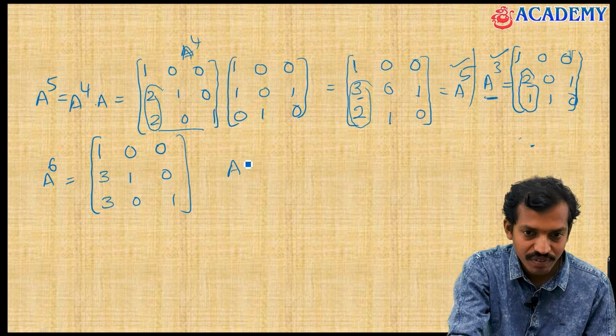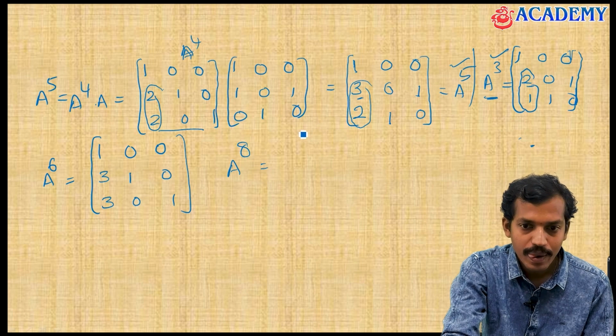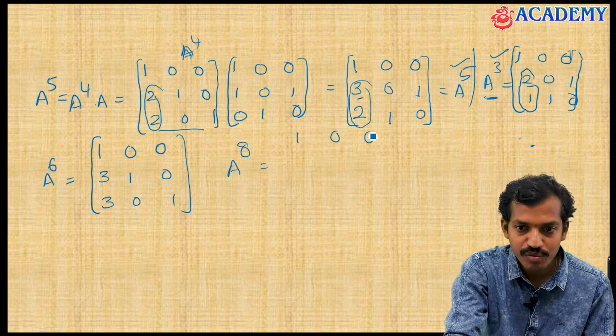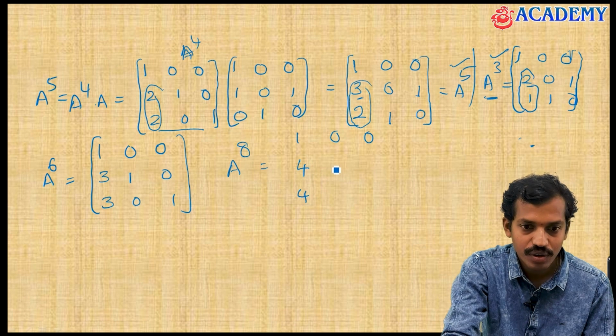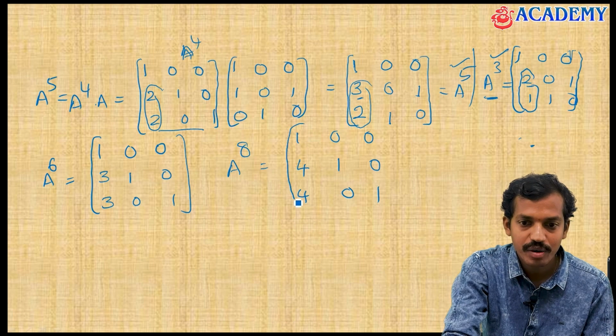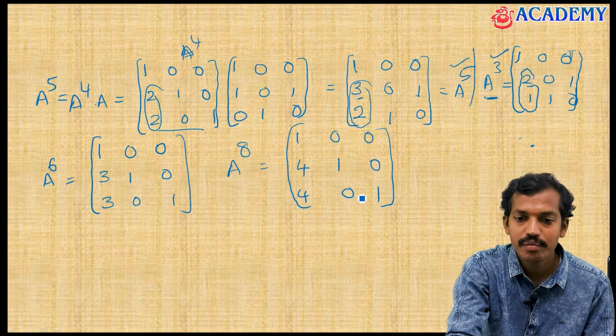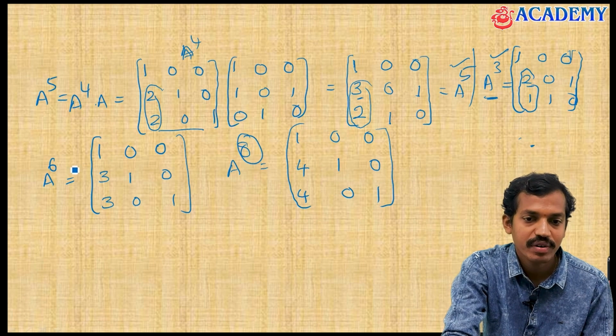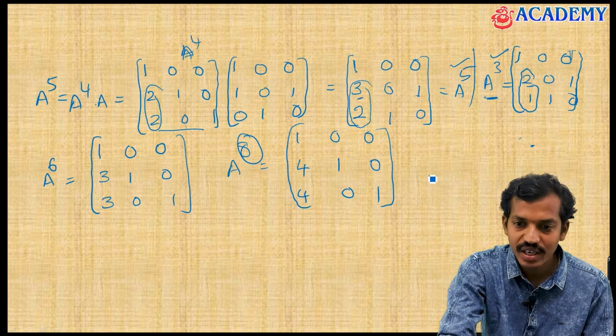I can write A to the power of 8 here directly, that is going to be 1 0 0. Only these two elements you have to change, that is here 4, you will get 4. Remaining elements are going to be same, same format. This is for even power format, even power. Here, if you write A to the power of 7, same, only two elements change, that is 1.